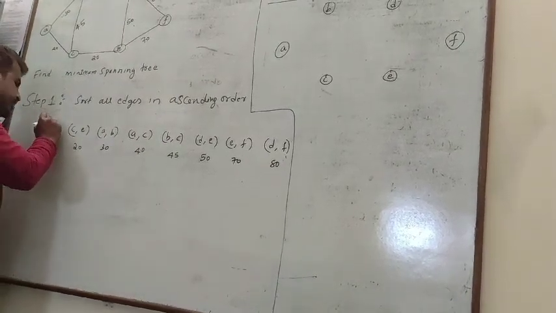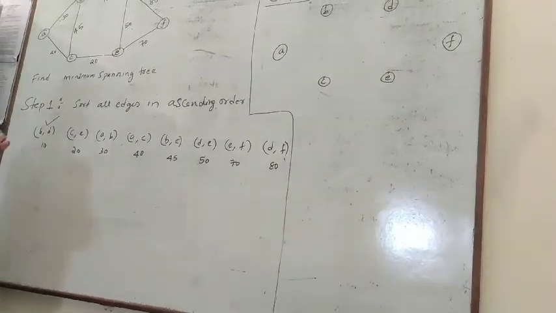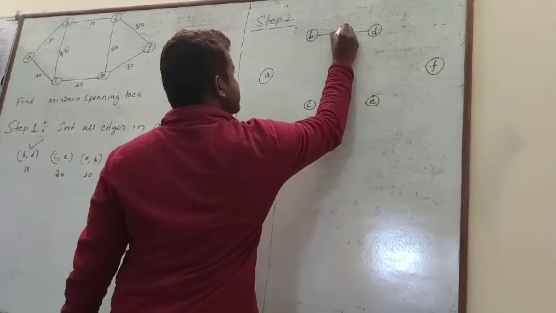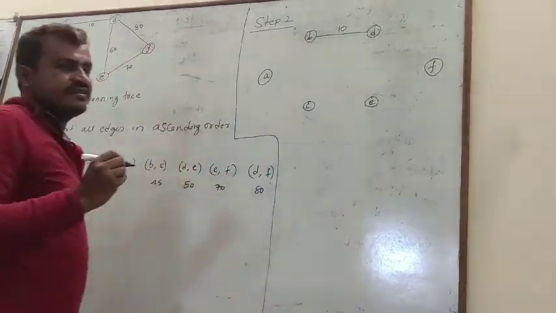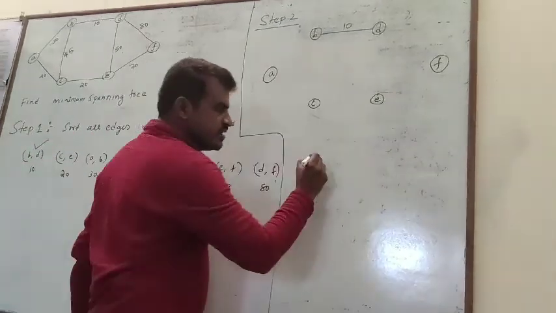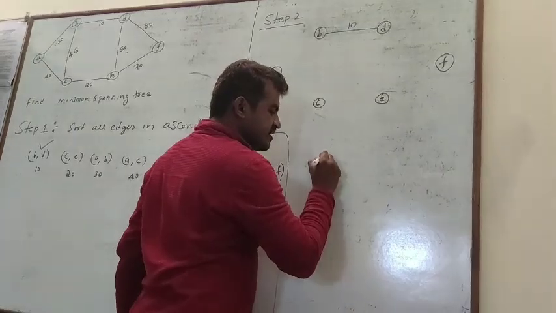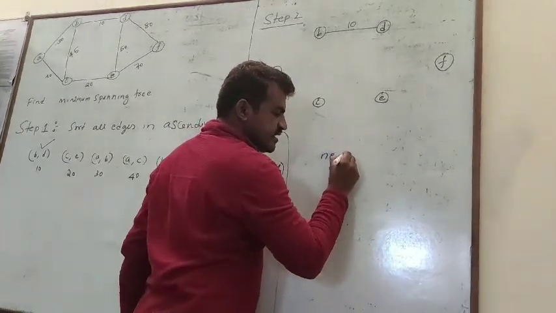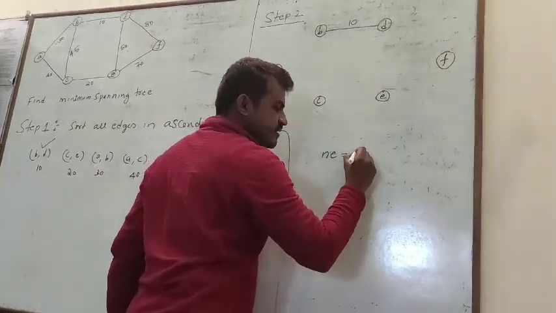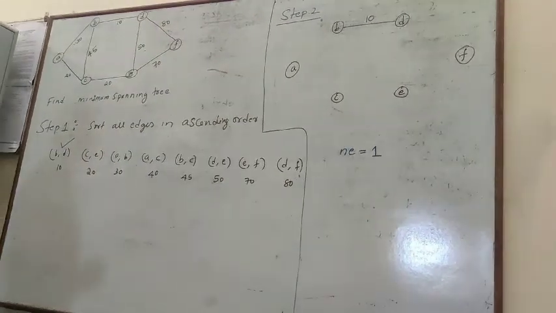First you have to pick the minimum edge. Minimum edge is B to D. Then you have to connect B to D. It is 10. Then you have selected one edge. Then what's the count? Number of edges. I'm writing number of edges. Now at the beginning it is 0. Now one edge is connected. You write this way. That is step 2.